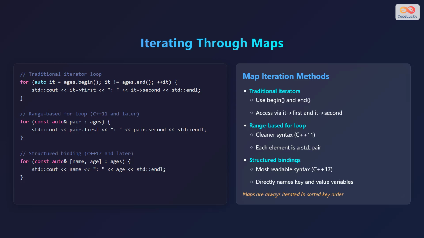Let's discuss the map iteration methods. We can use traditional iterators, which use begin and end, and access via it->first and it->second. A range-based for loop offers cleaner syntax, starting in C++11. Each element is a std::pair. Structured bindings, available in C++17, provide the most readable syntax and directly name the key and value variables. Maps are always iterated in sorted key order.